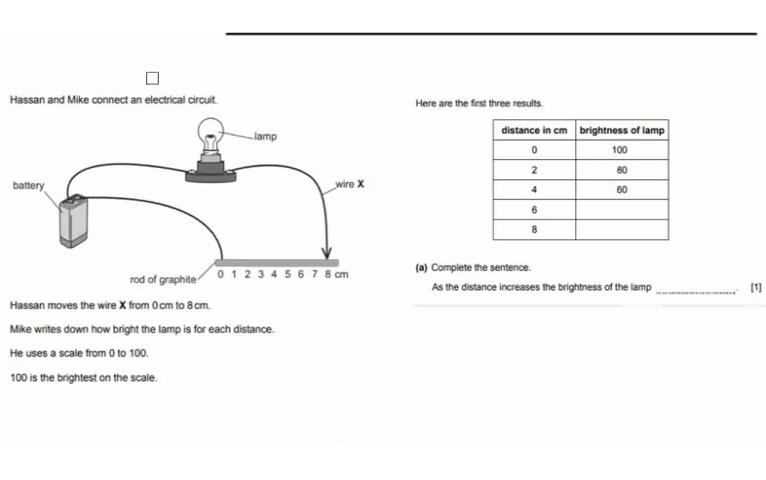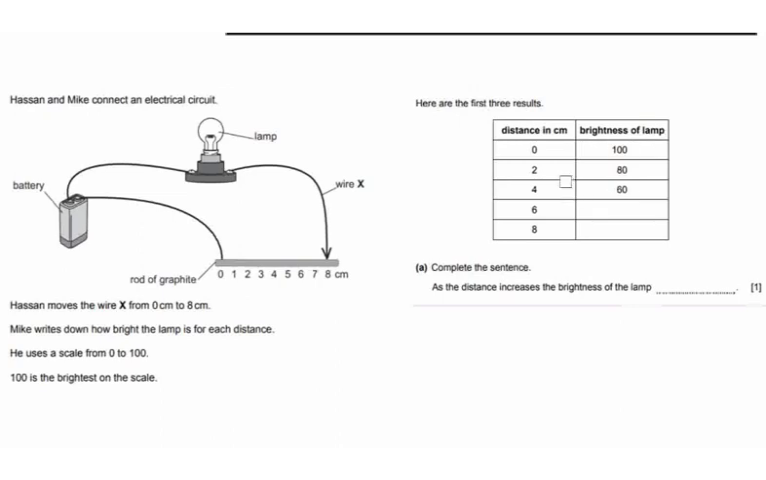Hassan and Mike connect an electrical circuit. Hassan moves the wire X from 0 cm to 8 cm. Mike writes down how bright the lamp is for each distance. He uses a scale from 0 to 100. 100 is the brightest on the scale. Here are the first 3 results. Question A. Complete the sentence. As the distance increases, the brightness of the lamp.